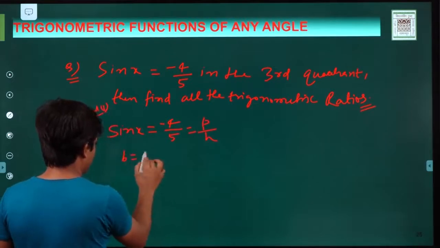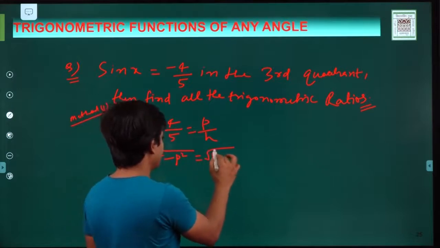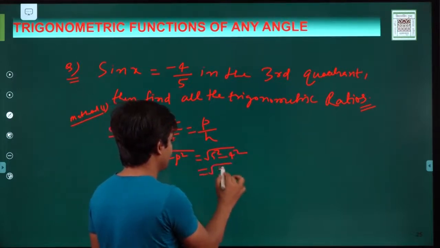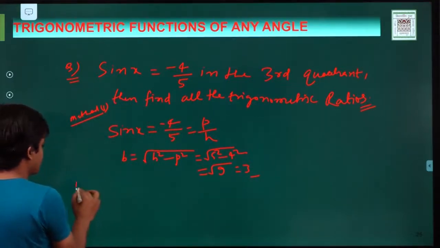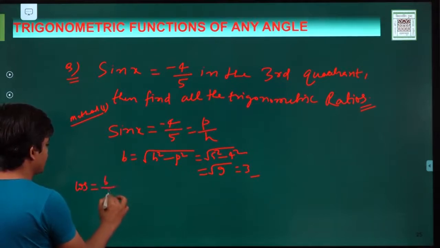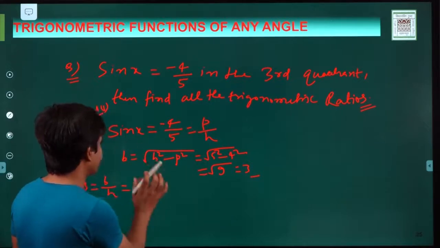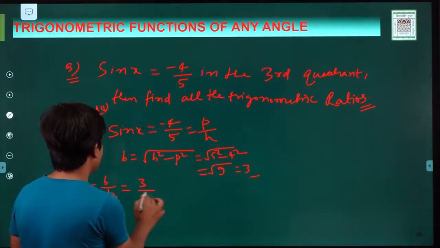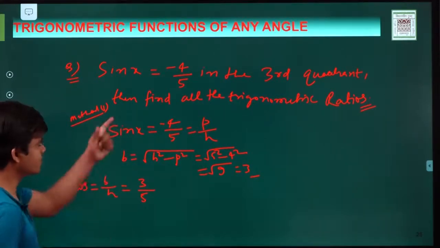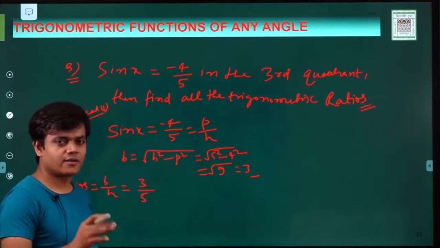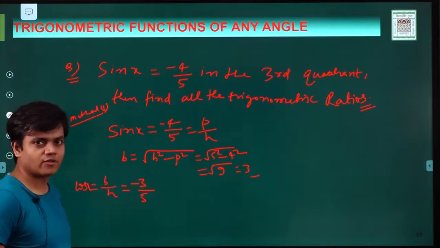So what will be your b? Under root h square minus p square. So it will be 5k square minus 4k square, so certainly root 9, which is 3. Okay. So now what can you say about cos x? Cos x is b by h. b is 3 and h is 5. So it is 3 by 5. But in the third quadrant, what do we know about cos? Cos is negative. Therefore, we have to put a minus sign over here.